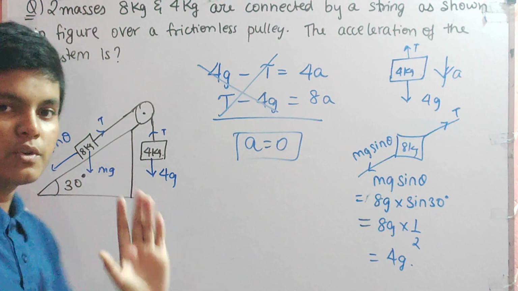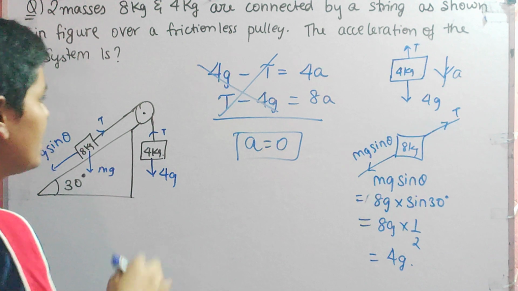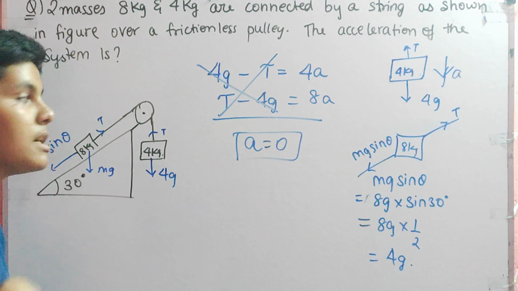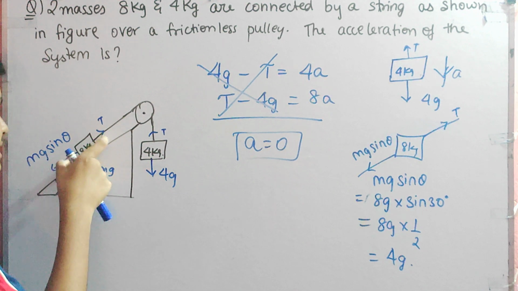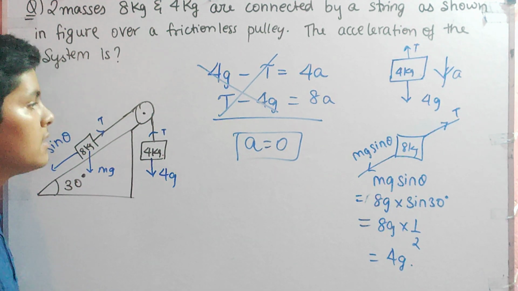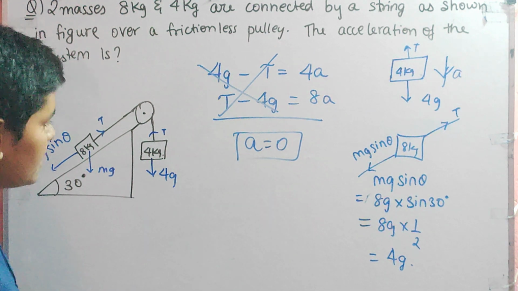So if you had the question in mind, why did we take the 4 kg as going downwards, why not the 8 kg as going downwards? It is because even if you take the 8 kg as going downwards, everything has to cancel in the end. That is why we got acceleration 0 here.